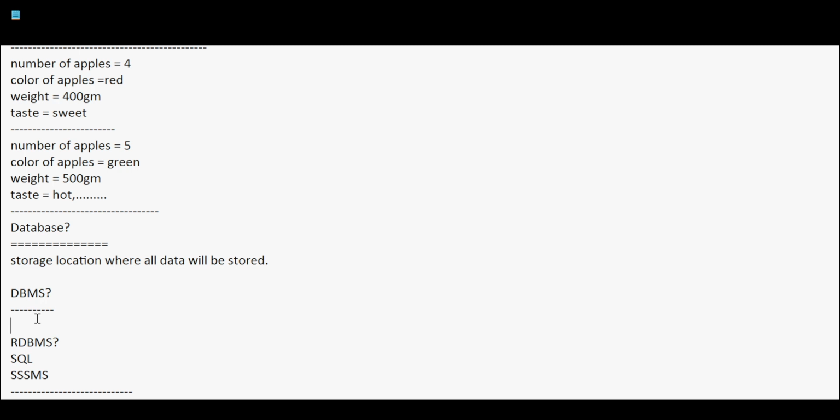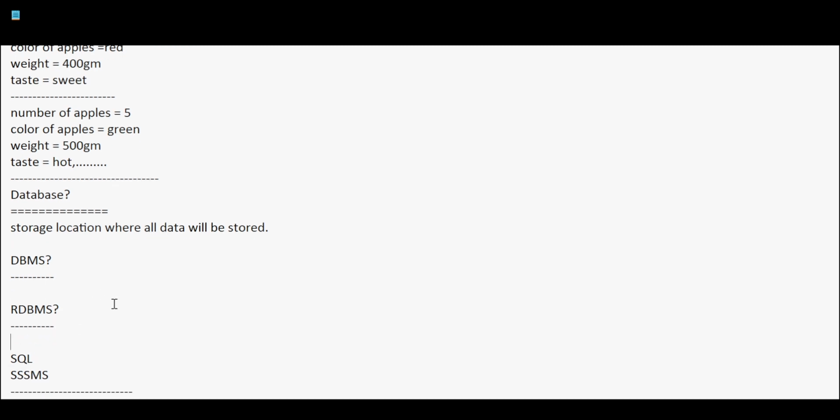Okay. Next, RDBMS. This is also a database, but in DBMS, the data will be stored in file formats. In case of a relational database, there could be some relation between the data. The data will be stored in a tabular format, and the tabular format means it has rows and columns, so there could be a relation between rows and columns.